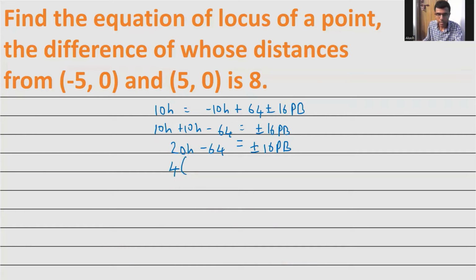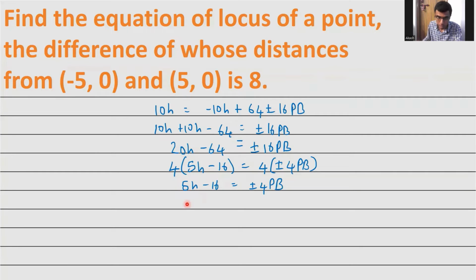From these two terms, I'm going to take 4 common. If I take 4 out of 20, I can write it as 4 into 5, so I'd be left with 5H. 64 I can write as 4 into 16, so I'd be left with 16, is equal to, I can write this 16 PB as 4 into plus or minus 4 PB. So 4 will get cancelled. I'm left with 5H minus 16 is equal to plus or minus 4 PB.